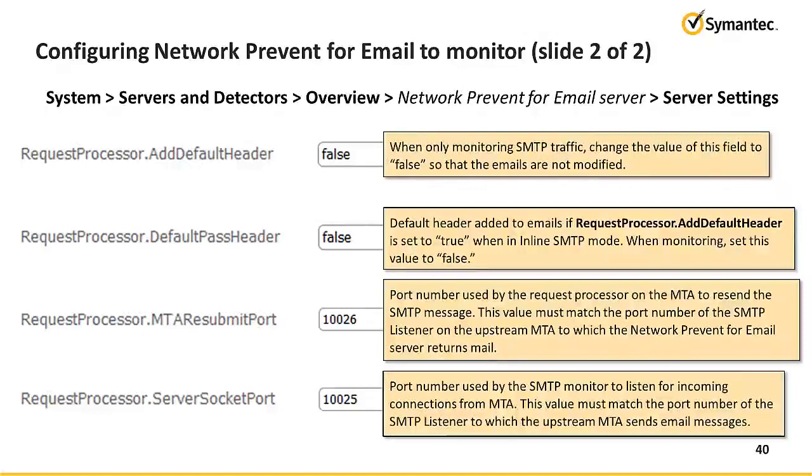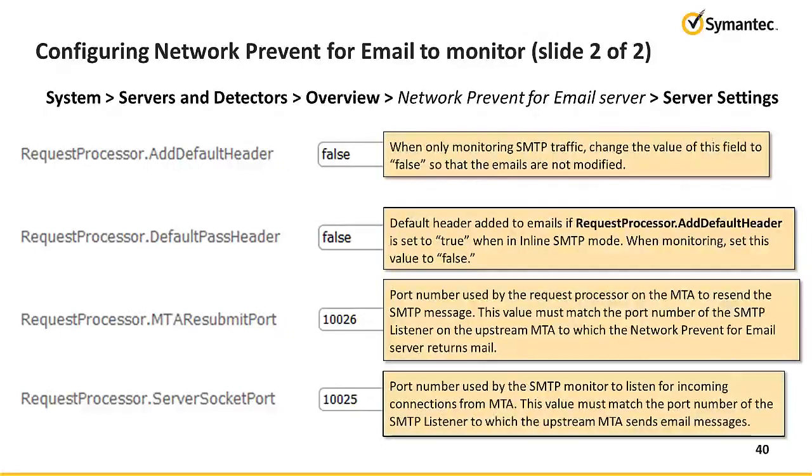Note that many Linux systems restrict ports below 1024 to root access. Network Prevent for Email cannot bind to these restricted ports. If Network Prevent for Email is installed on a Linux computer and it receives mail for inspection on a restricted port, for instance port 25, use the iptables command to route traffic from the restricted port to the non-restricted Network Prevent for Email port, which is port 10025 by default.